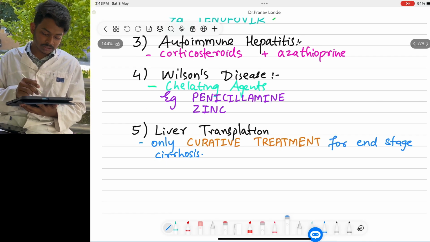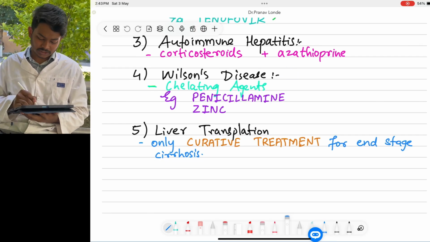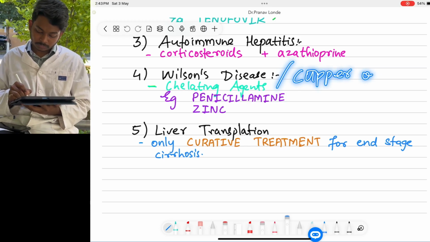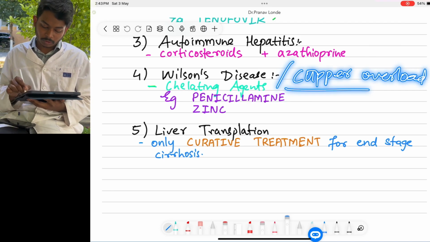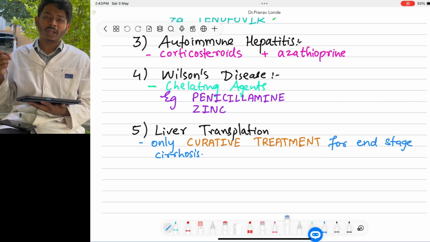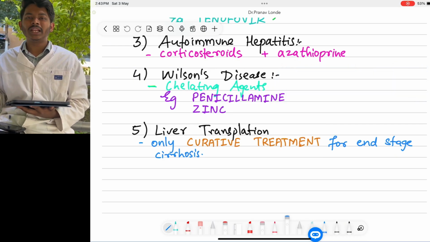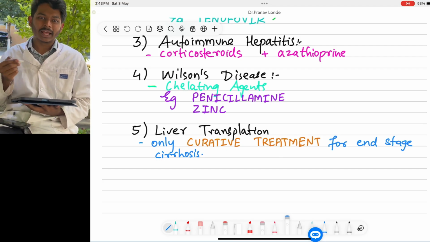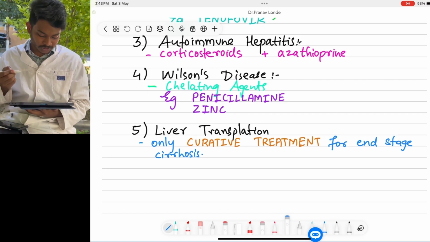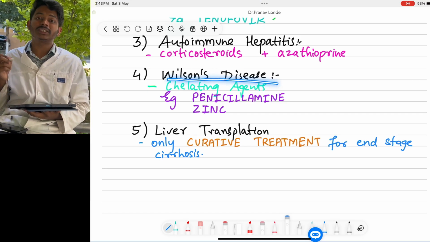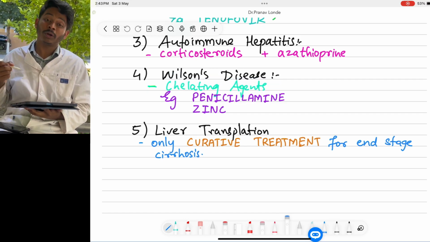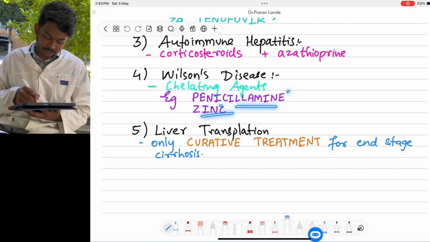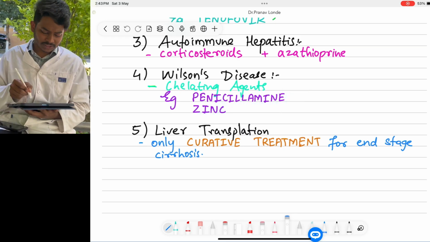Next is Wilson's disease. What is basically Wilson's disease? We can also call it copper overload. That means there will be copper accumulation. In detail you will study more in pathology. There will be a KF ring that can occur in the Descemet membrane of the sclera of the eye. So in Wilson's disease, there will be copper overload in our body. What can we do? We can give chelating agents like penicillamine and zinc. These two agents we can give, and we can cure Wilson's disease.